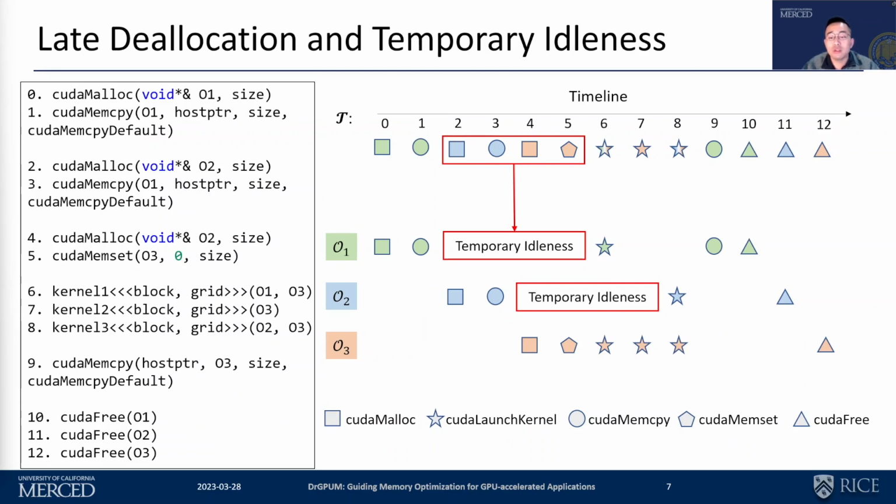For object 3, the last kernel access is at timestamp 8, but it's not released until timestamp 12. We call this kind of inefficiency late deallocation. For memory saving, we can invoke CUDA free as soon as no kernel accesses object 3.